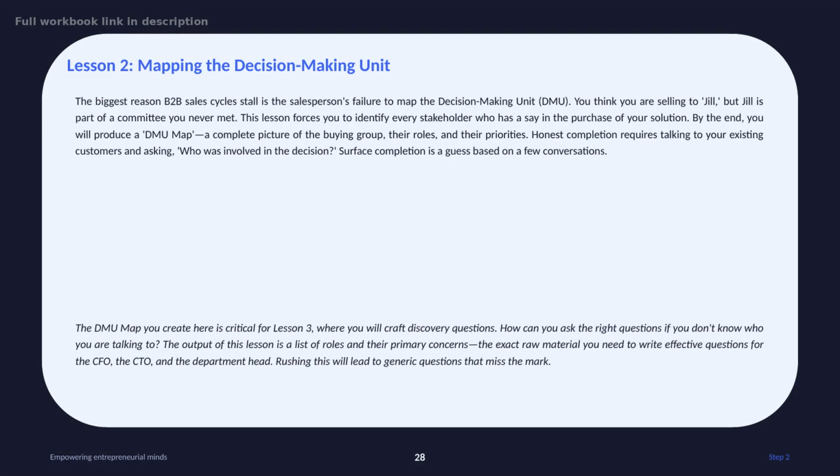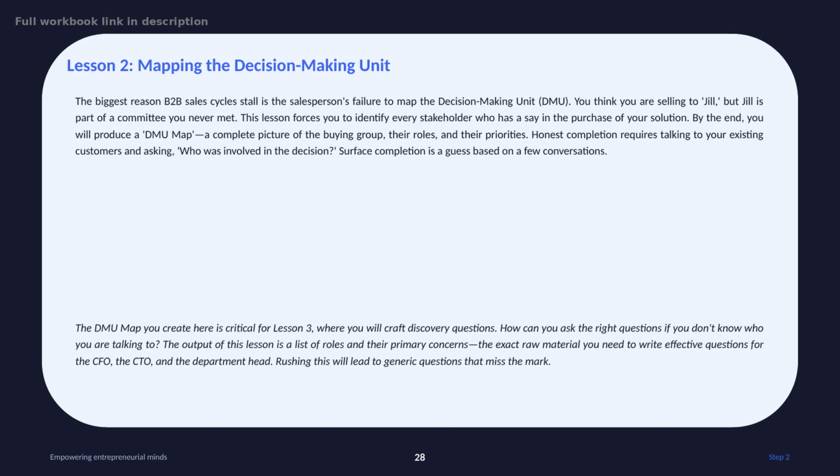The biggest reason B2B sales cycles stall is a failure to map the decision-making unit. You think you're selling to Jill, but Jill is one voice on a committee you never met. This lesson forces you to name every stakeholder who has a real say in the purchase. And honest completion means actually talking to your existing customers and asking who was involved in their decision, not guessing from a couple of conversations you happen to have.